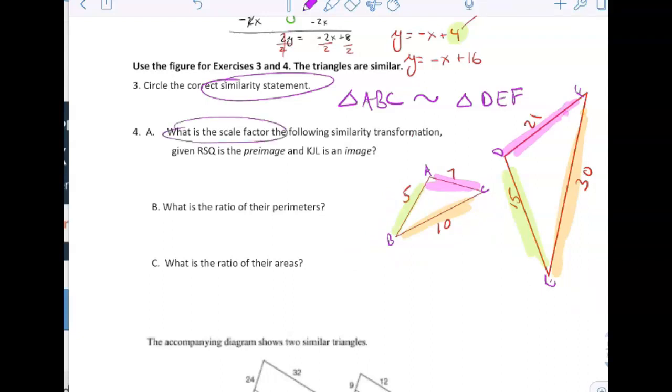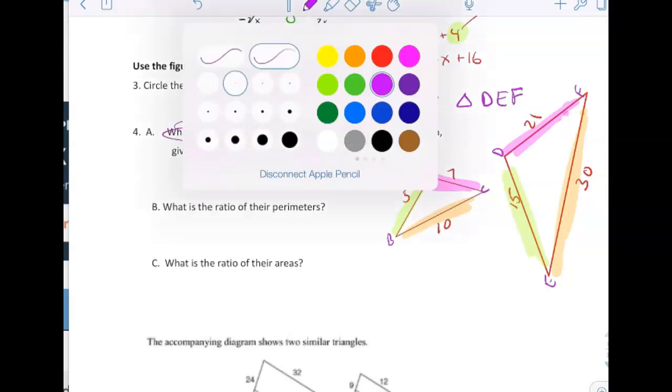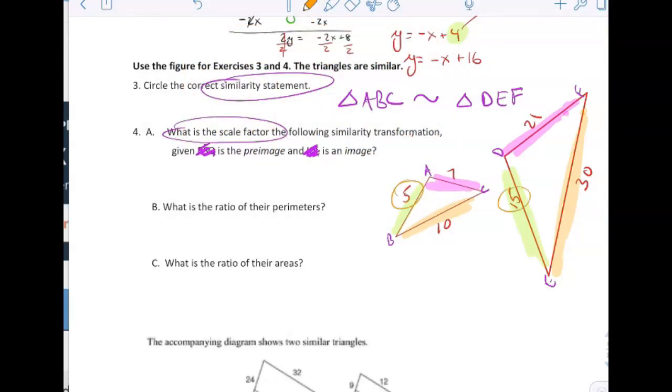Next question says, what's the scale factor? I ignore those because I changed the letters from the quiz. What's the scale factor between these two triangles? Well, from 5 to 15, from 7 to 21, and from 10 to 30, it's all a scale factor of 3.